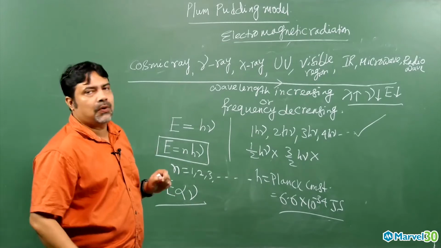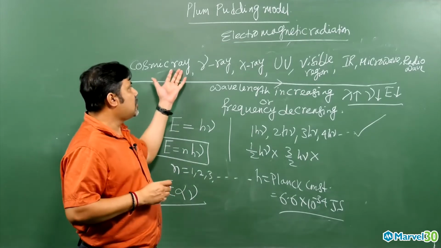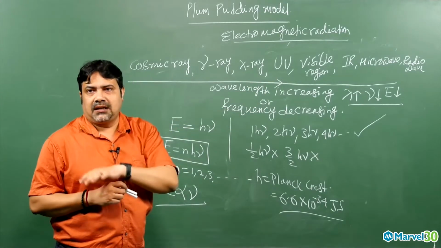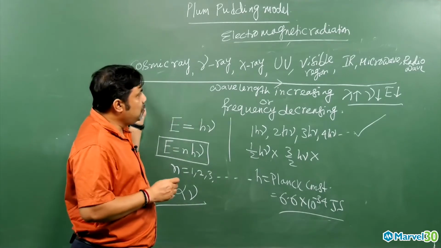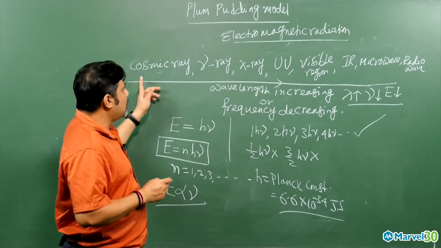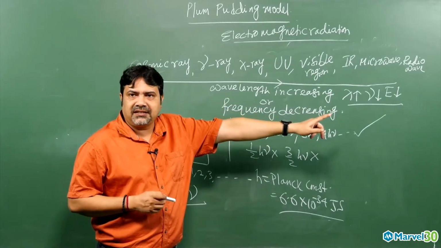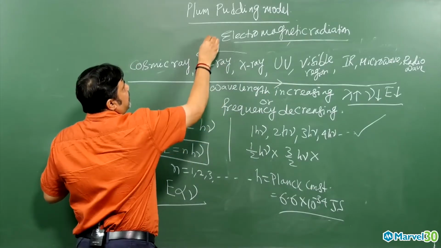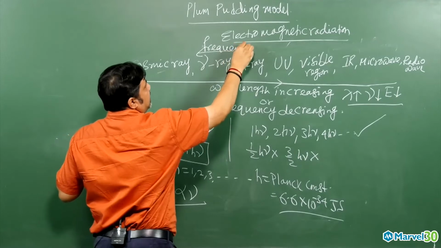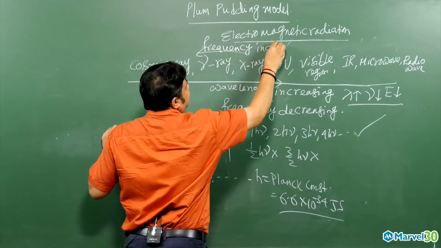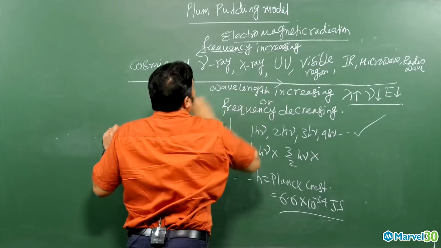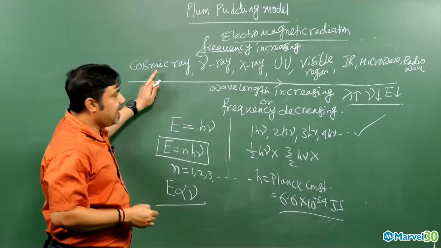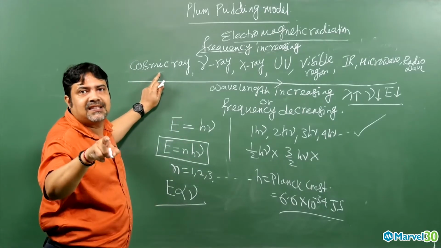They put a question over here, giving 4 options like cosmic ray, UV, visible region. Which electromagnetic spectrum has the highest energy? Once you know the entire electromagnetic spectrum, from cosmic ray towards radio wave, wavelength is increasing and frequency is decreasing. In the opposite direction, wavelength is decreasing and frequency will be increasing. Frequency increasing means energy is increasing. That is why cosmic ray has the highest frequency, that means cosmic ray has the highest energy.